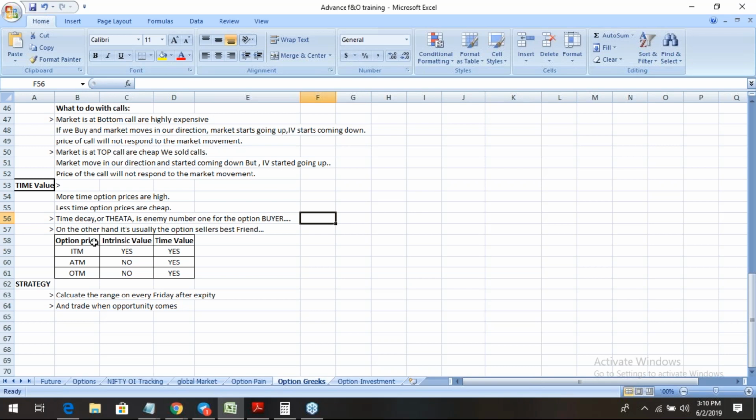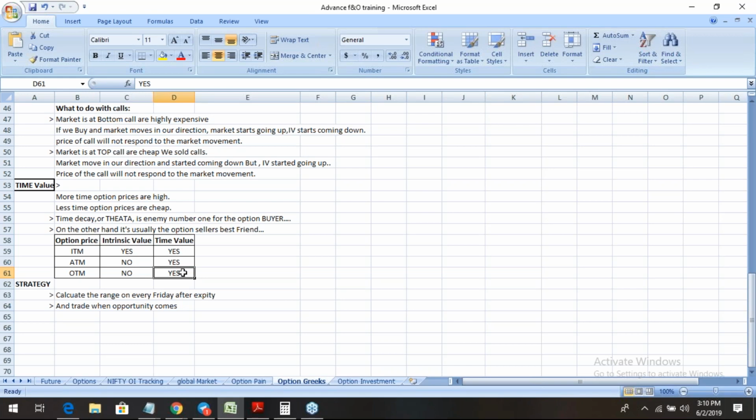Now, option price. ITM call: intrinsic value, yes; time value, yes. ATM call: intrinsic value, no; time value, yes. For theta I'm saying, for time value I'm saying. Option price, if you are buying an OTM call: intrinsic value, no; less value; time value, yes.